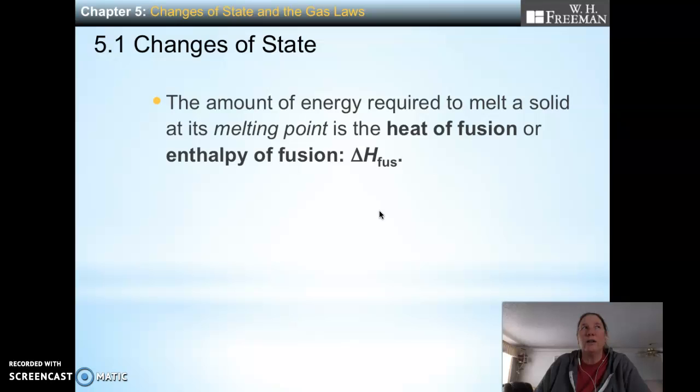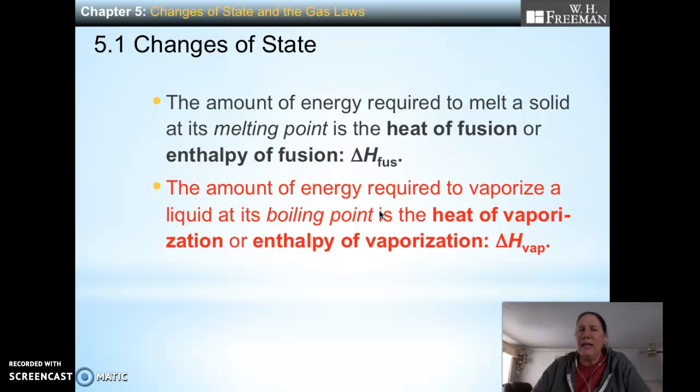And for water, it's 6.01, I think. Okay. If you move up on the scale, the amount of energy required to vaporize a liquid at its boiling point is the heat of vaporization, change in H sub VAP, for vaporization. Now, if you want to compare, like I said, it takes more energy to do this.